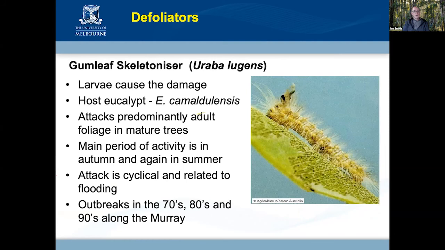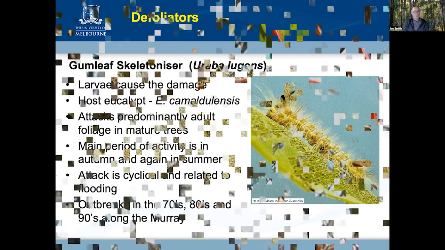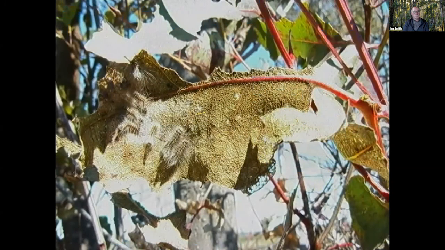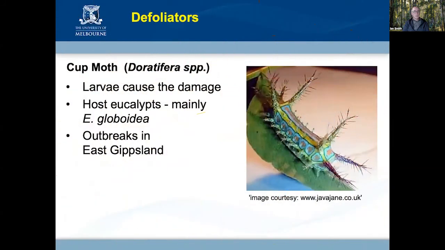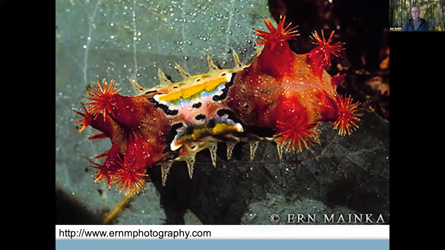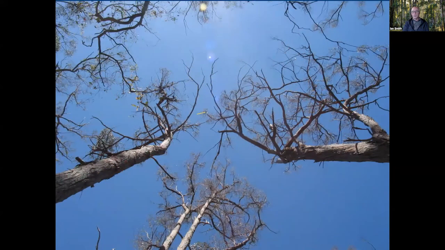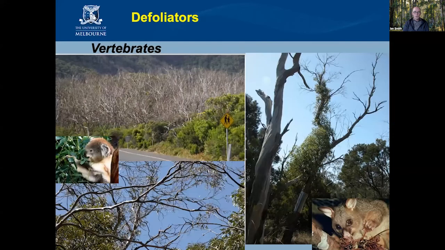Gumleaf skeletonizers, Uraba lugens, is another one that causes significant issues in terms of defoliation. You can see why it's called gumleaf skeletonizers. Cup moth is another one that causes damage to eucalypts. And again, some of these are really pretty, but they cause rather serious defoliation. And the last one I'll talk about in defoliators is that some of our vertebrates can also cause issues.